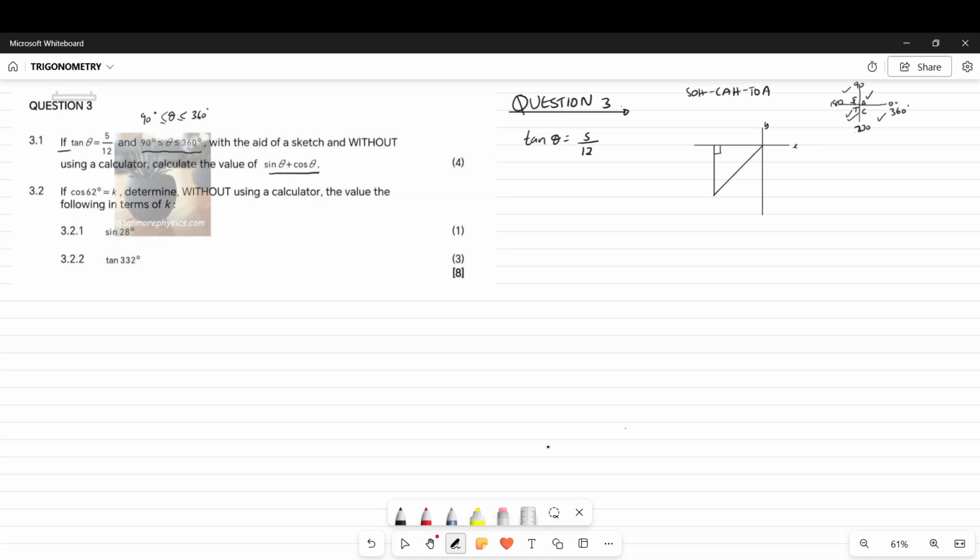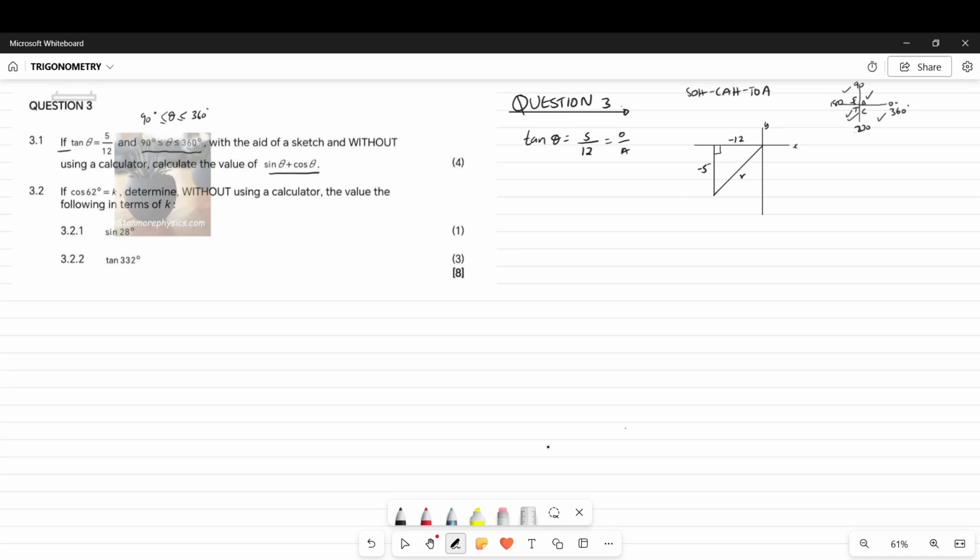So we know for tan, we know this is what? Same as saying opposite over adjacent. So now opposite, this side will be 5, adjacent will be 12, and we're looking for r. So don't forget that, as you can see, this x is on the negative side. That means this should be negative 12, and y is on the negative side, so this should be negative 5. So let's not forget that, right?